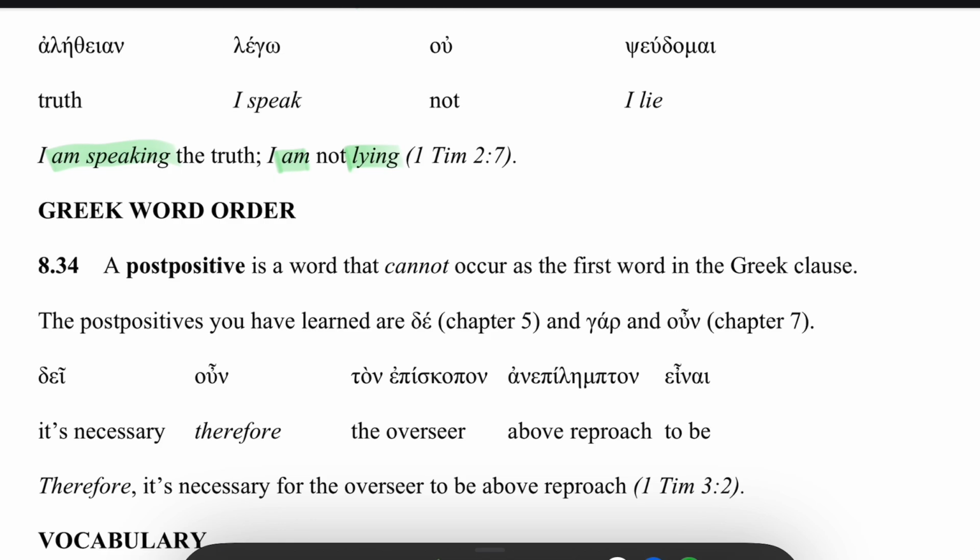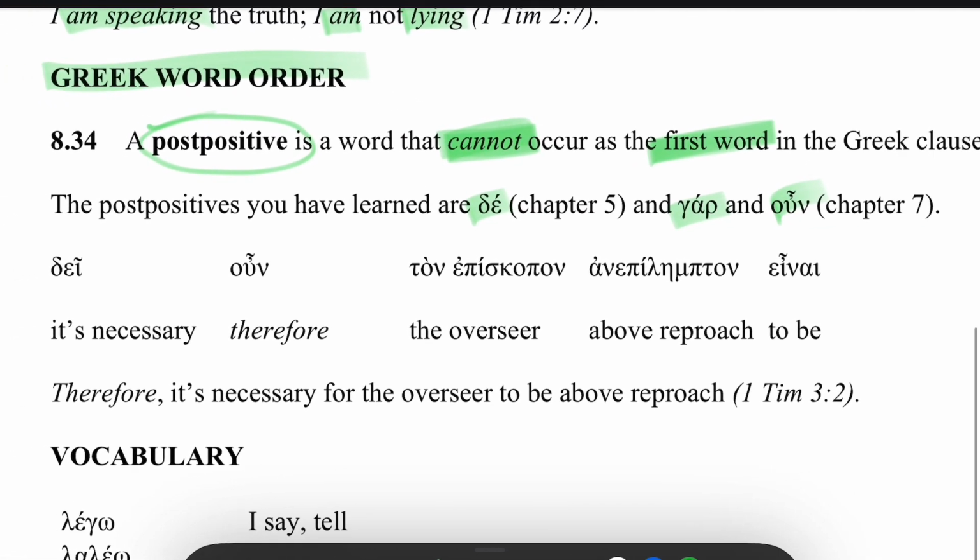So that's the indicative mood. And then Greek word order. One thing just to be aware of is that postpositives are words that cannot occur as the first word in the Greek clause. We've learned a few of them already. De, gar, oun. You're not going to see those as the first word in the Greek clause. So, like de, oun, it is necessary, therefore, ton episkopon. In this case, generally, therefore, is going to move to the beginning when we're translating it into English.